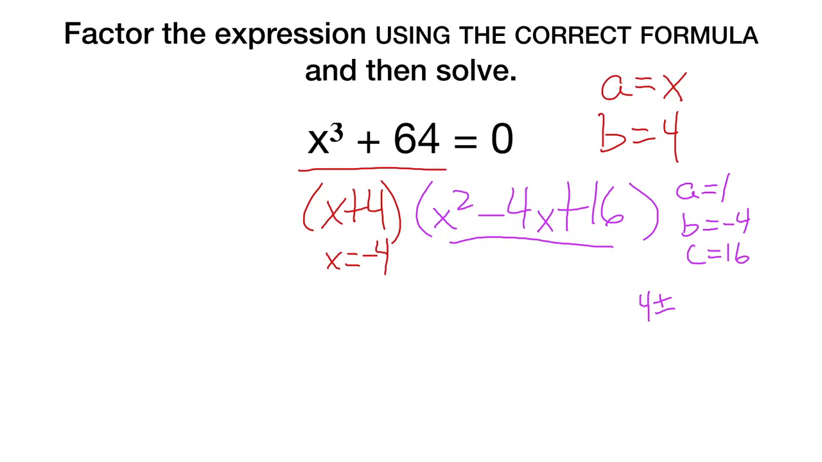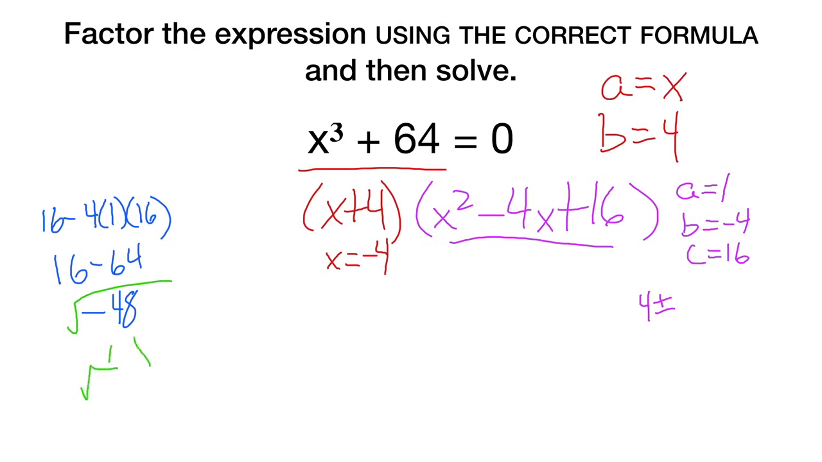So the discriminant, for those of you that have forgotten, is b squared minus 4ac. So let's see, b squared, negative 4 squared is 16, minus 4 times 1 times 16. Well, that means it's 16 minus 64, or negative 48. So now I need to square root negative 48.